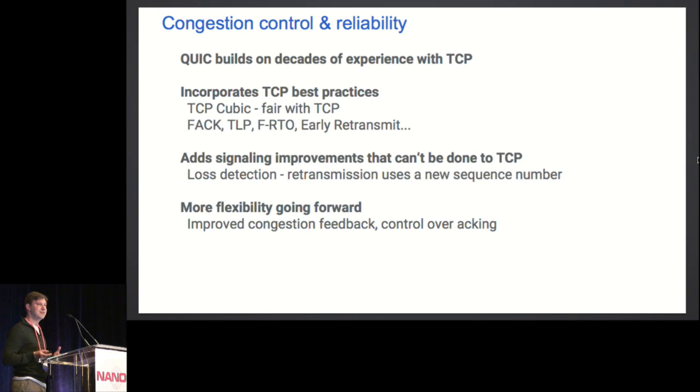You have very good RTT information. You know exactly what happened on the connection. And there's a lot of code in TCP to try to do disambiguation. It makes the code base and the kernel a lot more complicated.